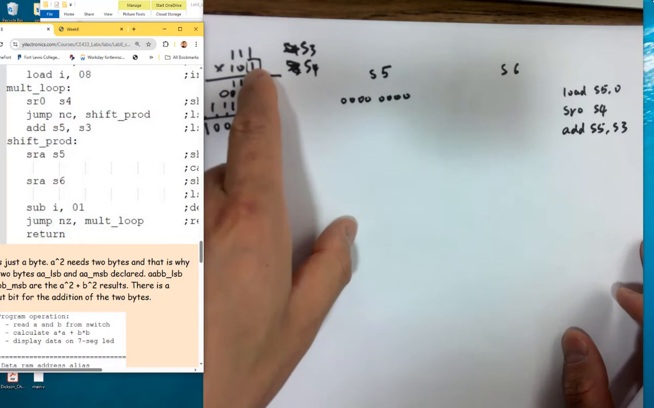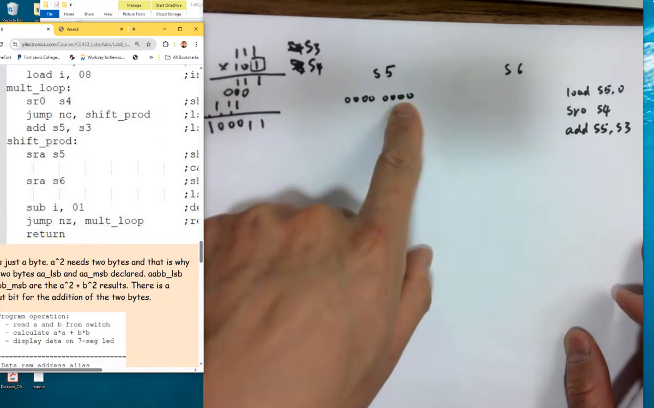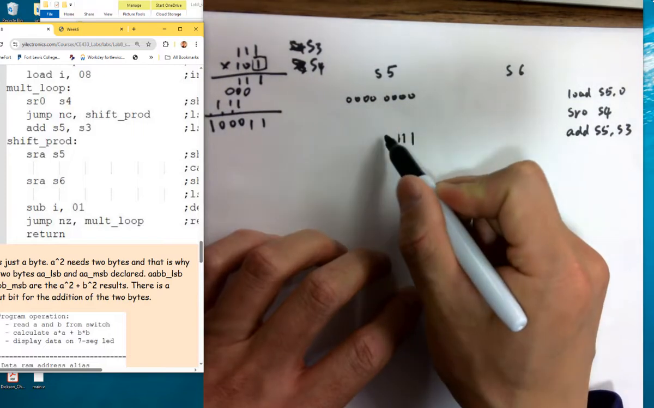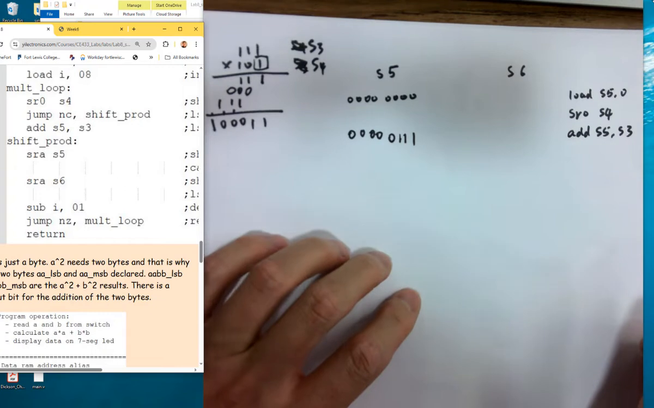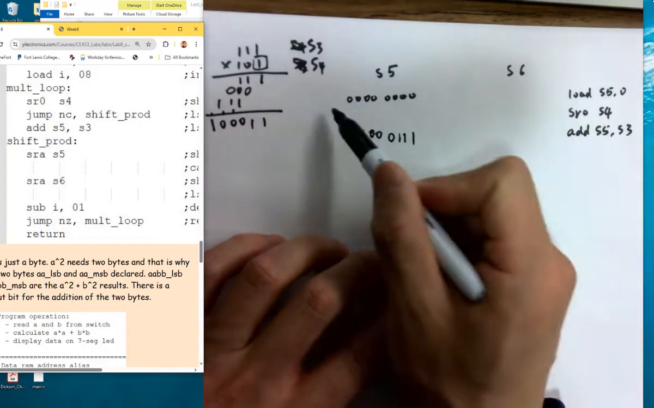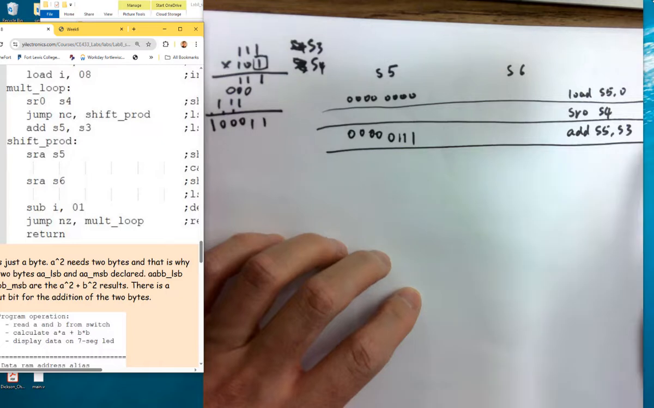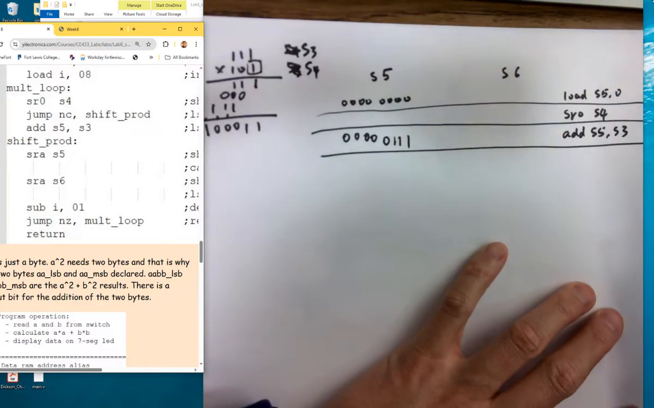Because this is the 1, so you're adding 111 to S5. It's adding to the lower byte, lower 3 bits. Okay. What's next?